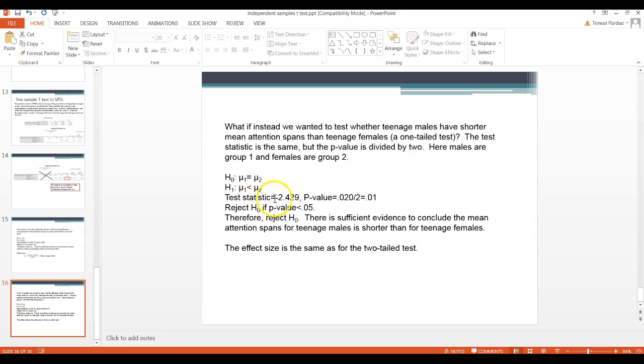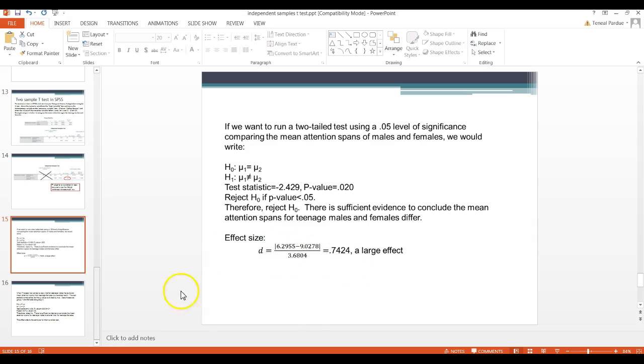All right, so for that, the alternative hypothesis is less than instead of not equal to. The test statistic is the same, but the p-value is divided by 2. And we'd get the same result. We'd still reject H0, and we'd get the same effect size as what we got over here.